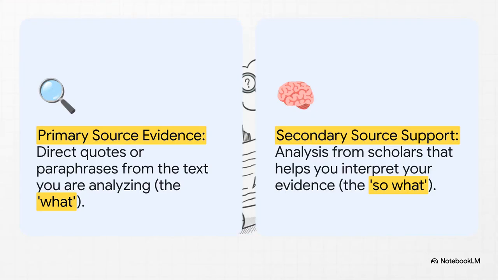It's also so important to understand the different jobs your sources have. Your primary source gives you the what. That's the raw evidence, the quotes, the scenes you are analyzing. Your secondary sources, they provide the so what. That's the scholarly conversation that helps you explain why your evidence is so significant. You need both to build a convincing argument.